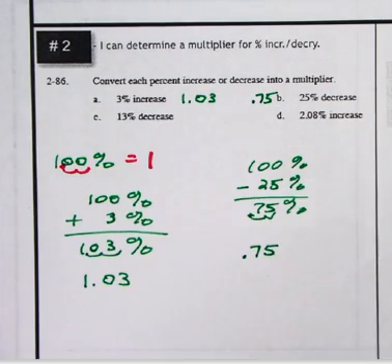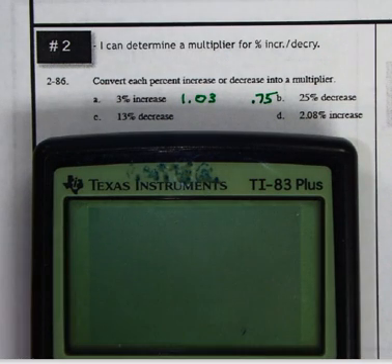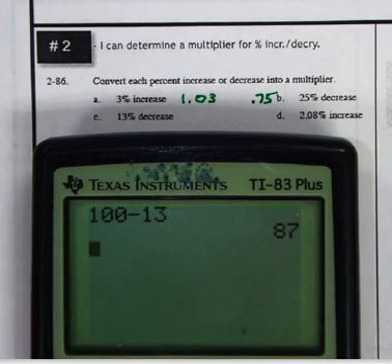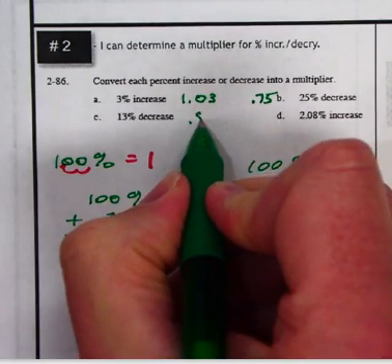Next is a 13% decrease. If you want to do these on your calculator, obviously you can just go 100 minus 13, it's 87. Move the decimal back 2 places, it's 0.87, and that's the number we're looking for here.